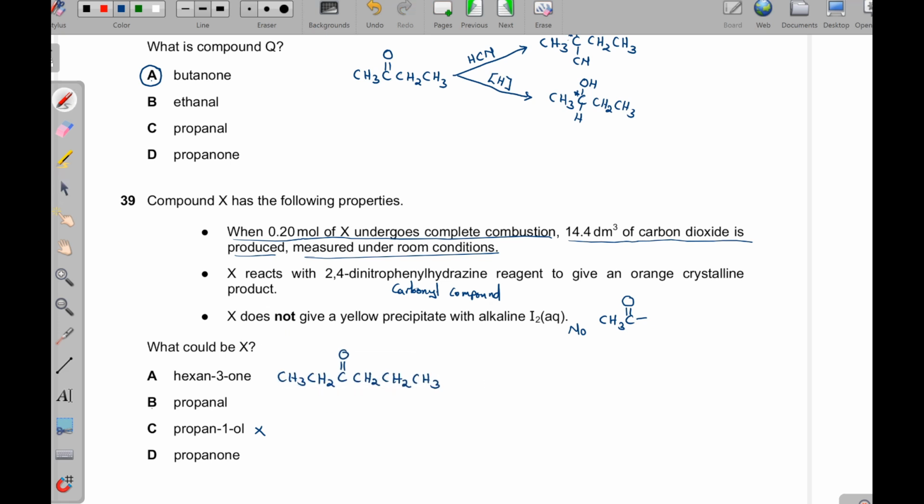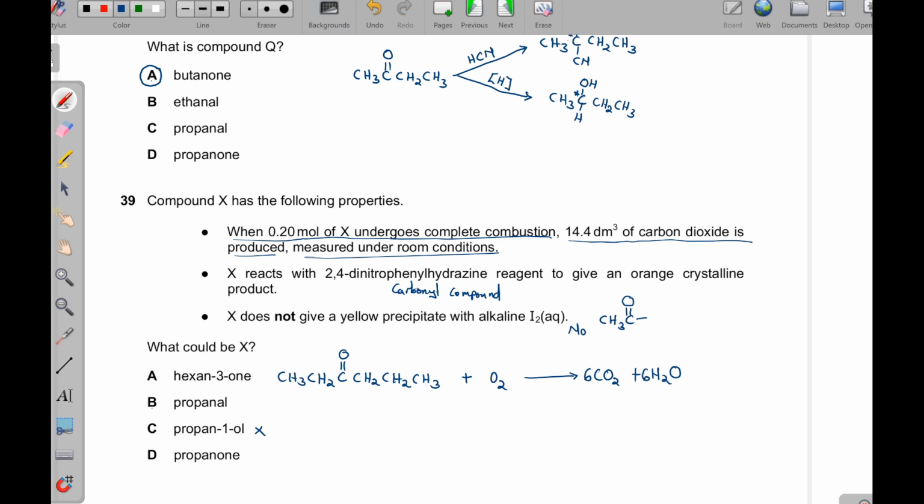Now let's look at the other information. So this one here, when it is completely combusted, plus oxygen, we shall get carbon dioxide and water. Since these are 6 carbons, I'll put a 6 here. Then hydrogens, how many? These are 5, these are 5, that is 10, then 12. So we shall have 12.